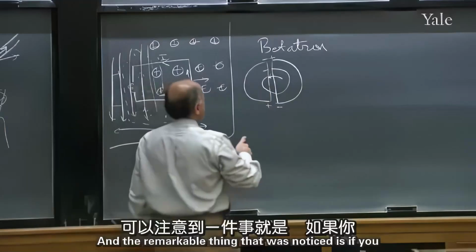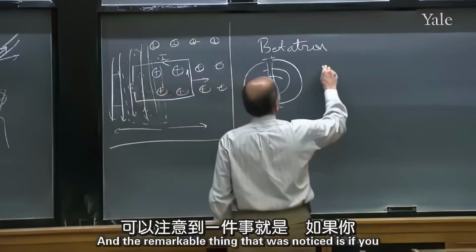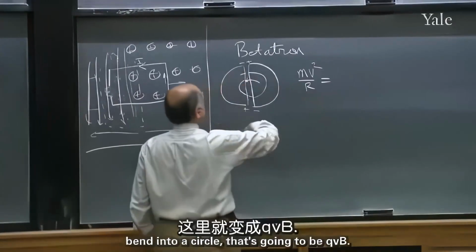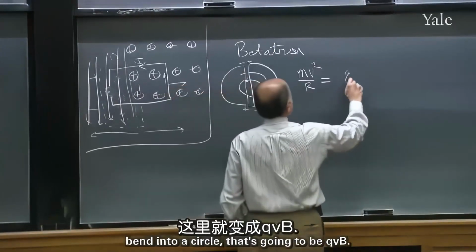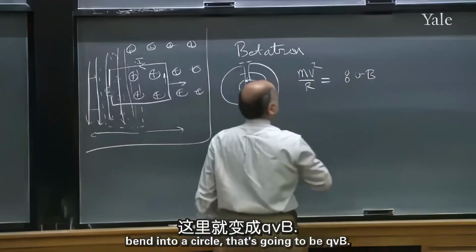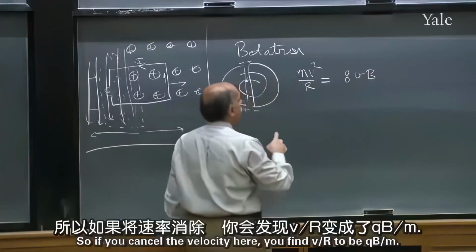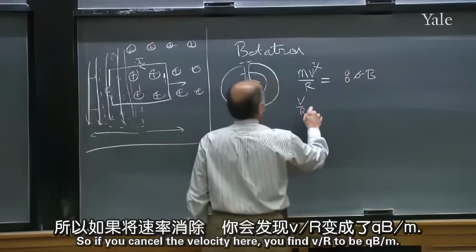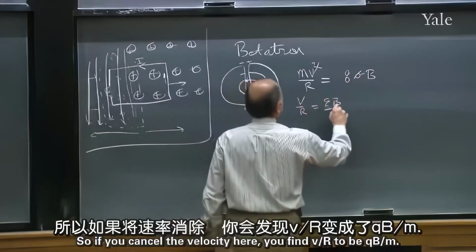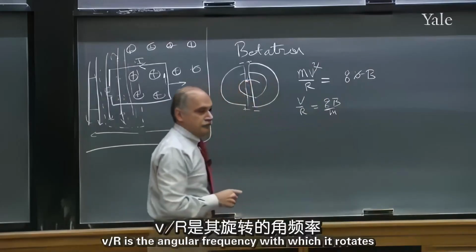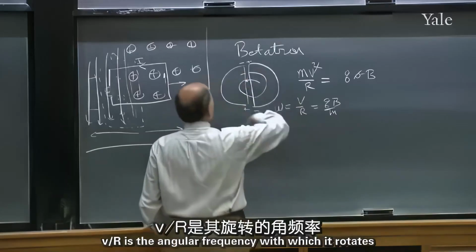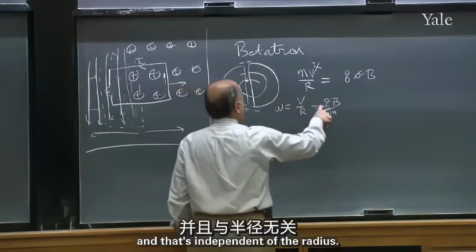And the remarkable thing that was noticed is if you write the equation mv squared over r, which is the force you need to bend into a circle, that's going to be qvB. So if you cancel the velocity here, you find v over r to be qB over m. v over r is the angular frequency with which it rotates, and that's independent of the radius.